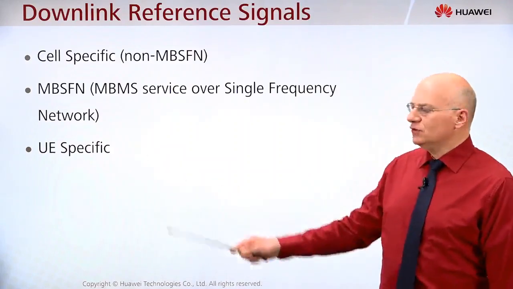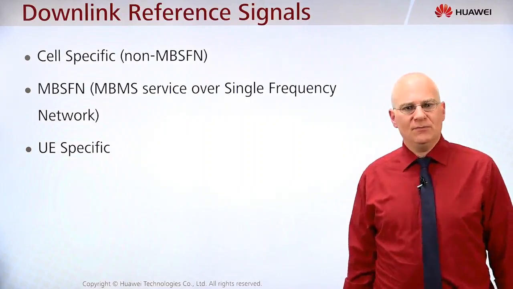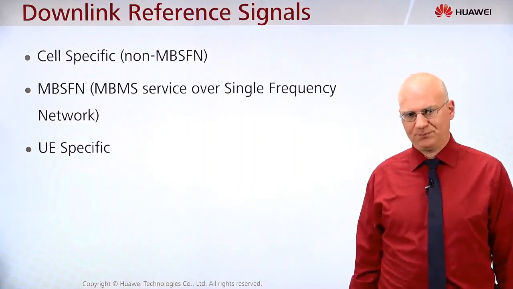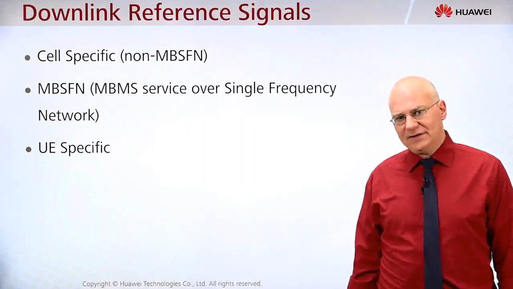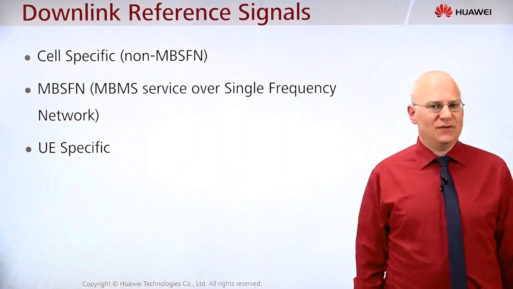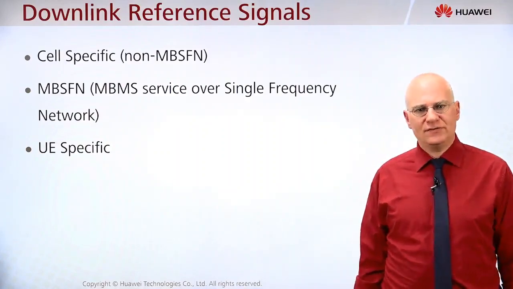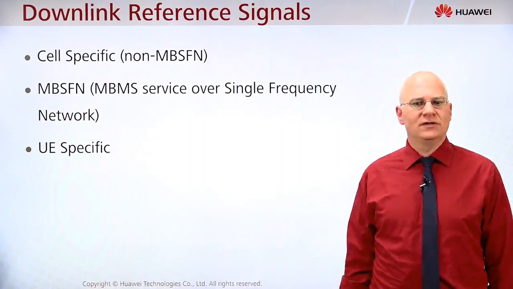And then we have UE-specific reference signals which are used for beamforming. And then in a later 3GPP release, we have something which is called channel state information reference signal, just to measure the signal quality.